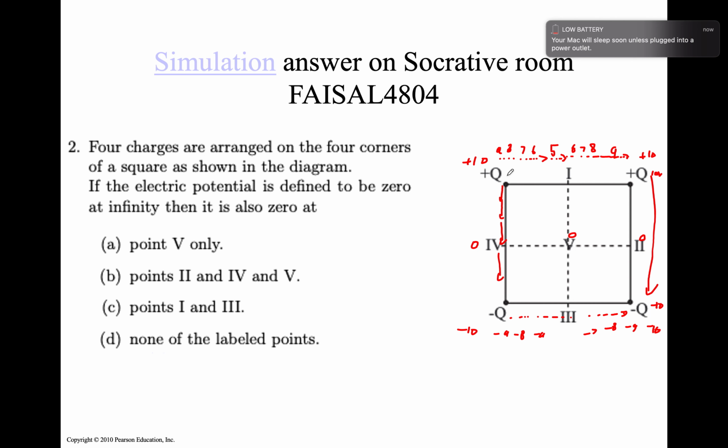And even here as well. This will be also the same thing. So this will become an equipotential line of 0 volts. So these three are the correct answer.